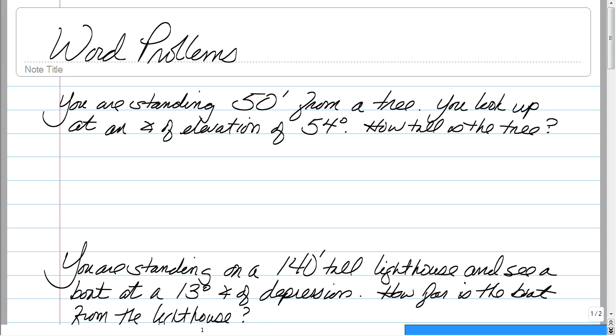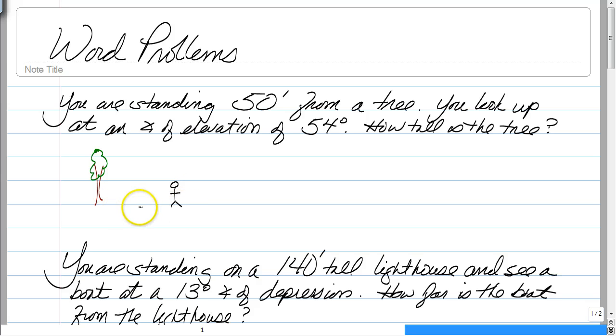So, you don't have to draw extremely accurate pictures. However, you should at least draw enough information where you know exactly what's happening. So it says you are standing 50 feet from a tree. You don't need a beautiful tree, but draw a tree, so that way you can get an idea what's happening here. And it says that you are standing 50 feet from it.